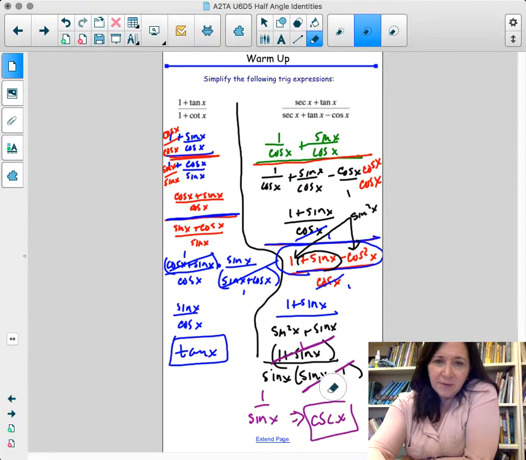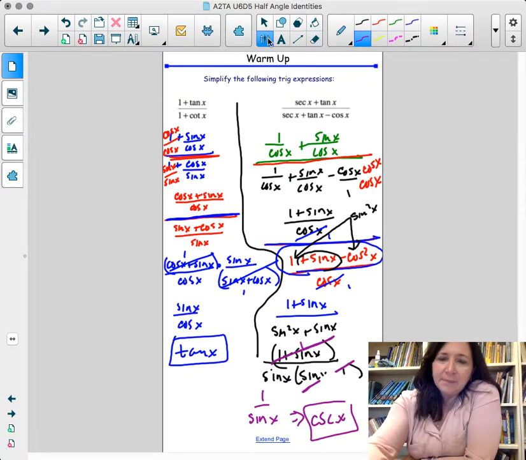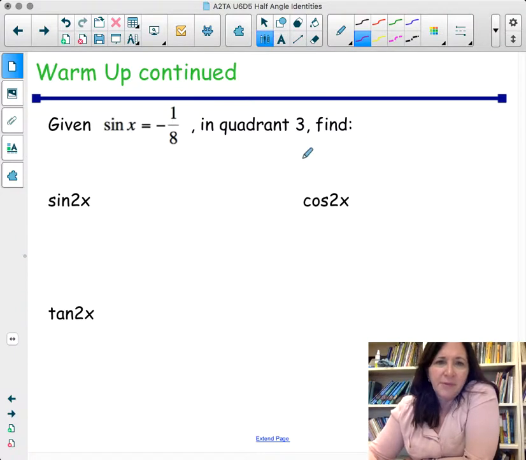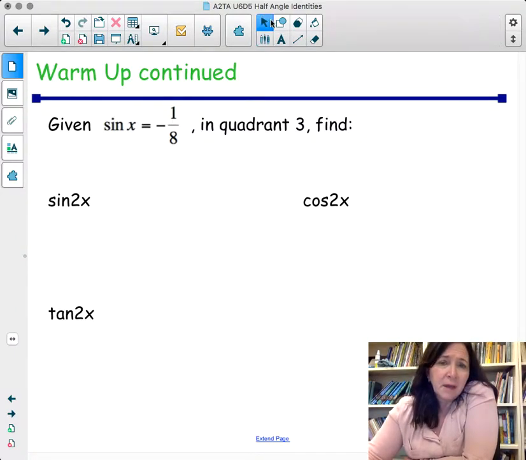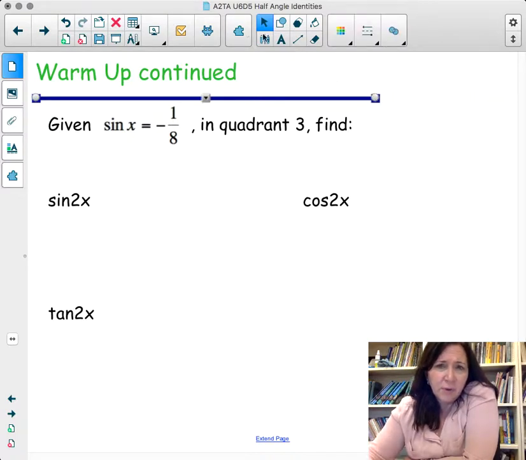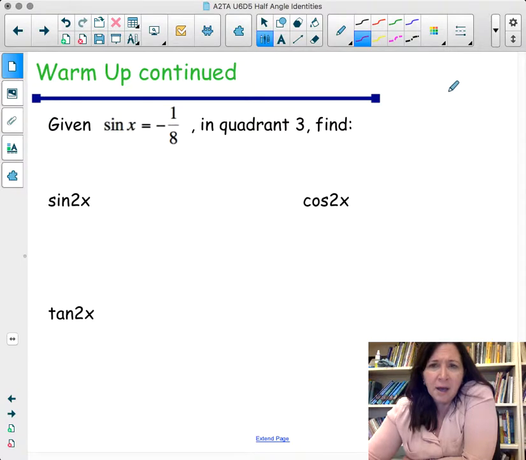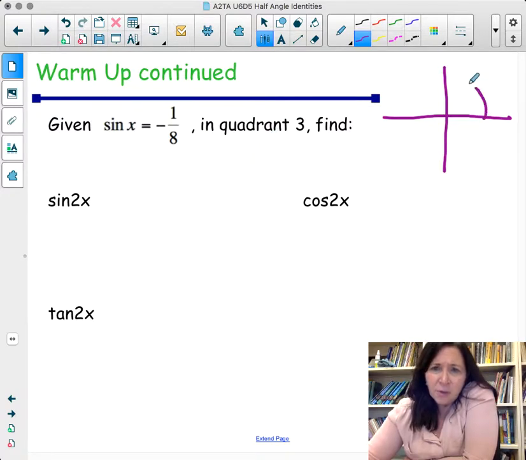Okay. All right. So another warm up. We just covered double angles last week. So let's review that real quick. I would suggest that everybody make a graph of the angle. We're in quadrant 3. And so quadrant 3 is down here. All right, I'm going to make my angle in quadrant 3.